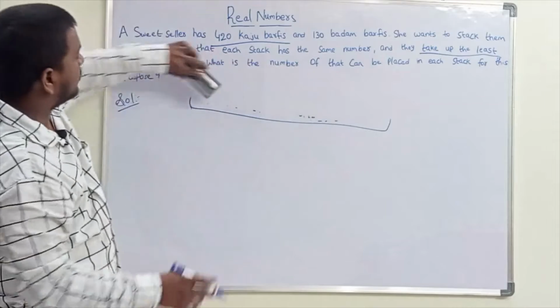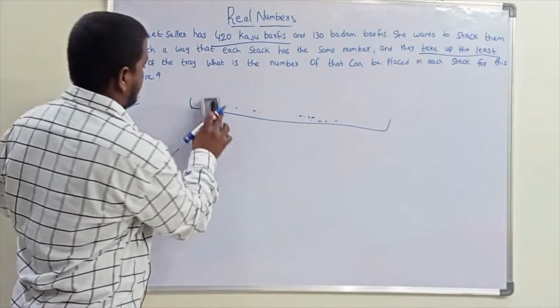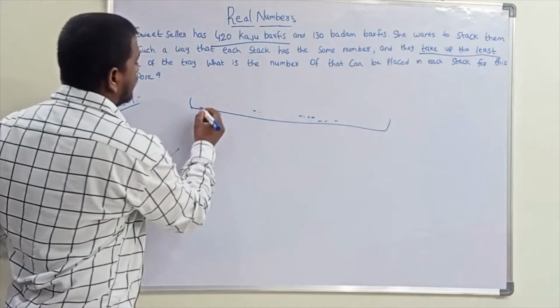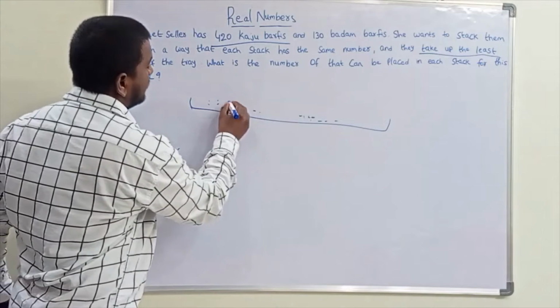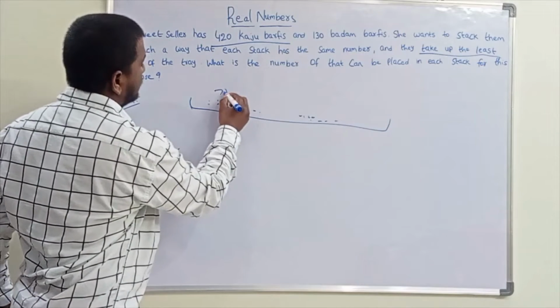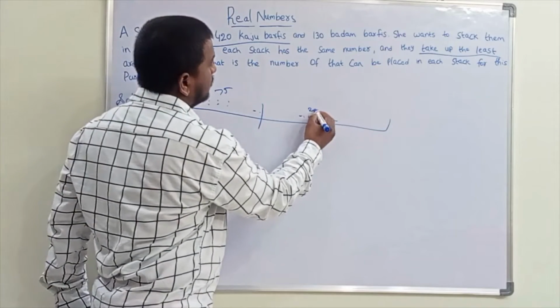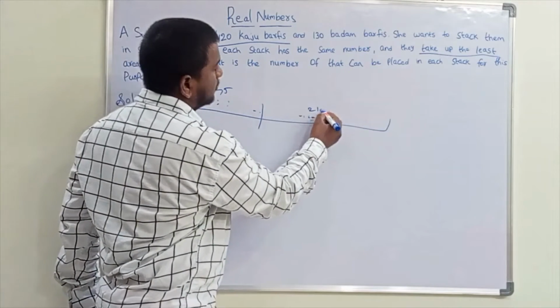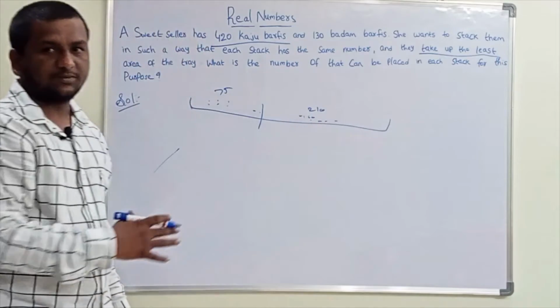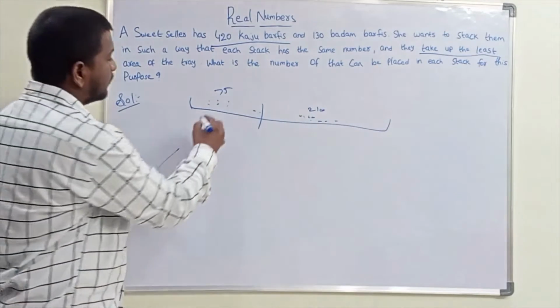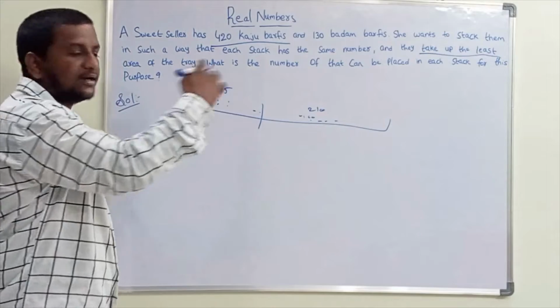Let's say for example, if we go with a stack size of 2, then badams will take 65, at least half compared to the previous one, and kajus will take 420 divided by 2, so 210 stacks. So it is a bit less space. But is this the optimum? No. So to find out, this can be done by trial and error also.